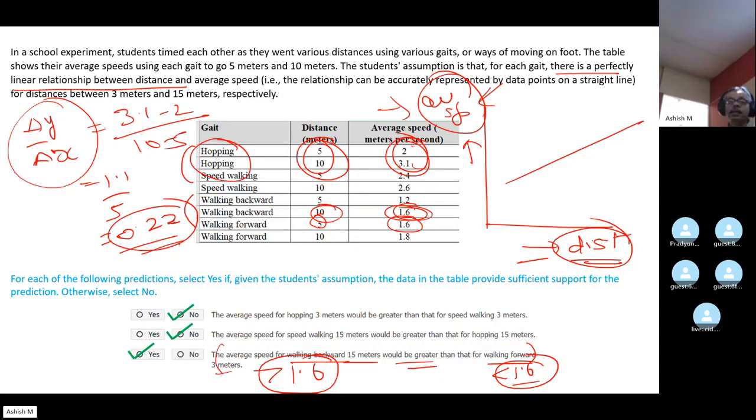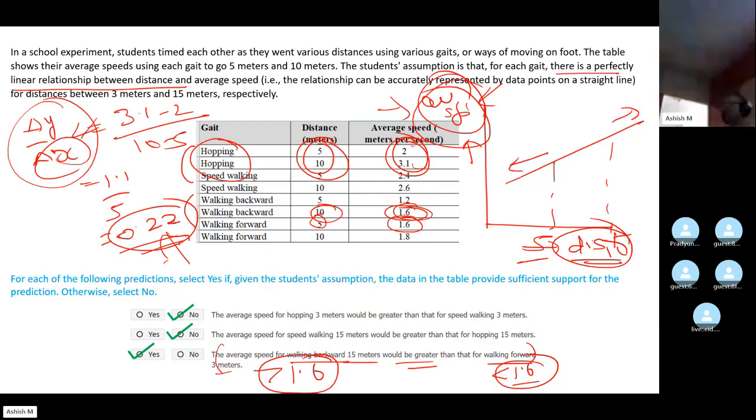And what does the slope of this line indicate in this case? Increase in average speed, which is delta y, for every 1 meter of distance increase. So now that you know, notice we are given this for 5 meters. We are also given for 10 meters. So obviously we can use this to find out the average speed at any distance between 3 meters and 15 meters. Notice it clearly says that this linear relationship holds true only for distances between 3 and 15 meters.